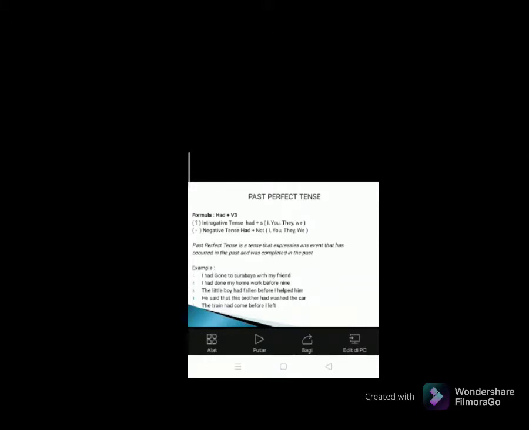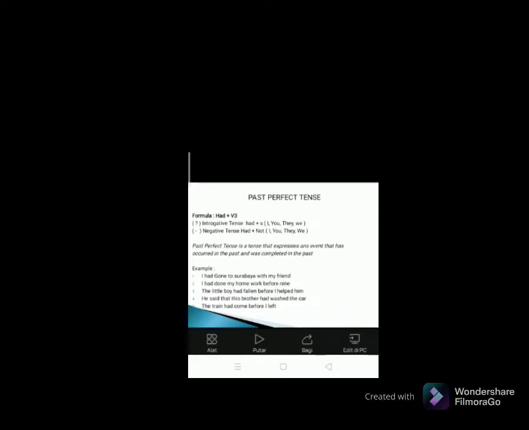So, for the lesson today, I would like to tell you about the past perfect tense. Past perfect tense is a tense that describes an event that has occurred and was completed in the past. So if you want to use past perfect tense, you need a formula. In positive sentences you use had plus verb 3. Remember this. Had and verb 3.